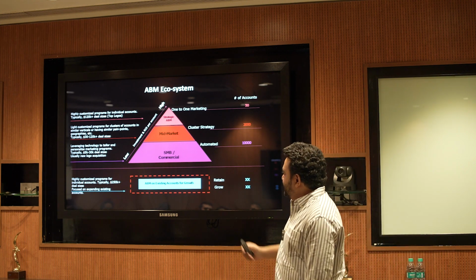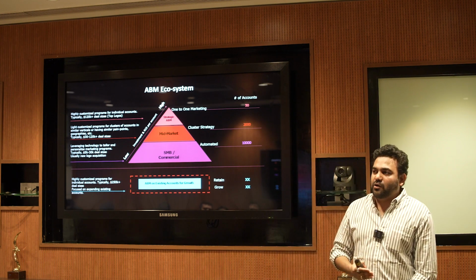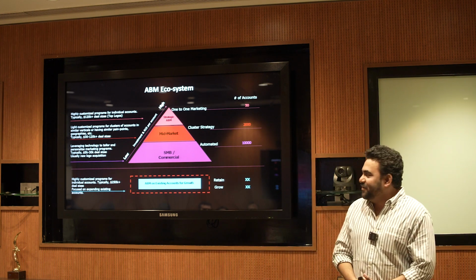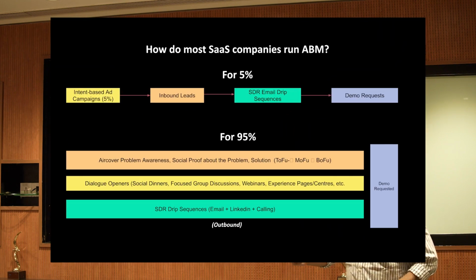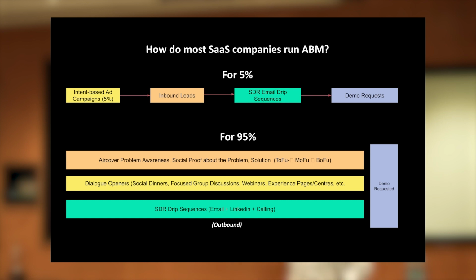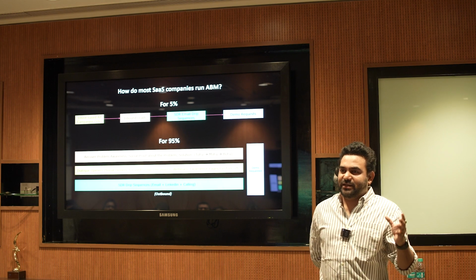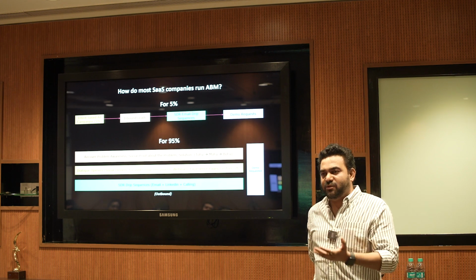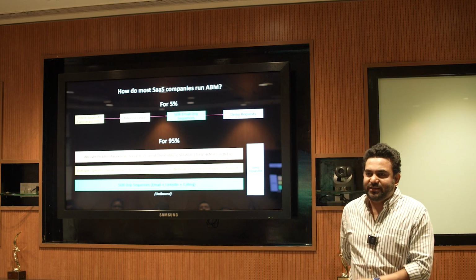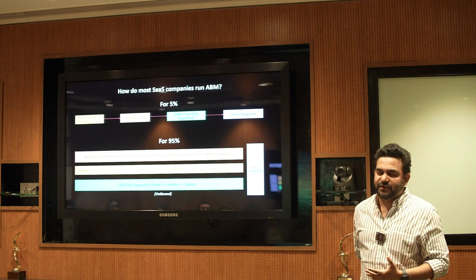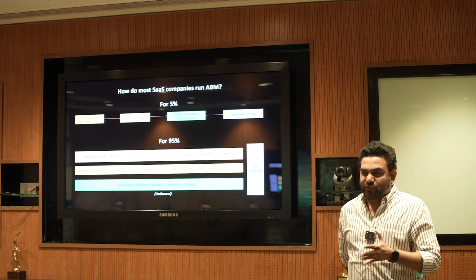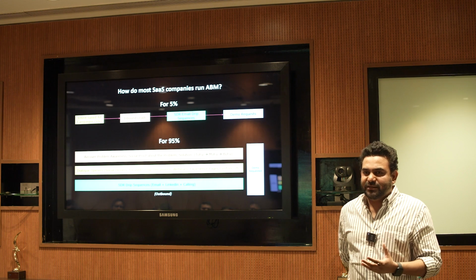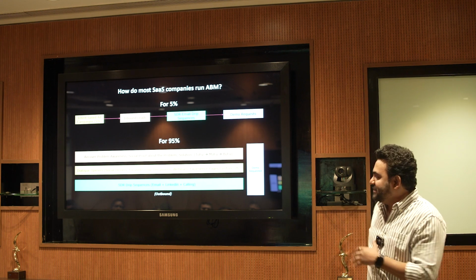So this is where you will have to use a lot of tech, a lot of automation, a lot of AI maybe, and that's what we will be talking about today. If you see, this is how most companies run their ABM. They have some sort of intent based, but typically it's just ads running, then you get inbound leads, there's a form fill, and then eventually an SDR drip campaign goes on to get a meeting or a demo request, and then a conversion probably happens after that. But for 95%, if you want to create that problem awareness and that demand, this is how you typically do it.